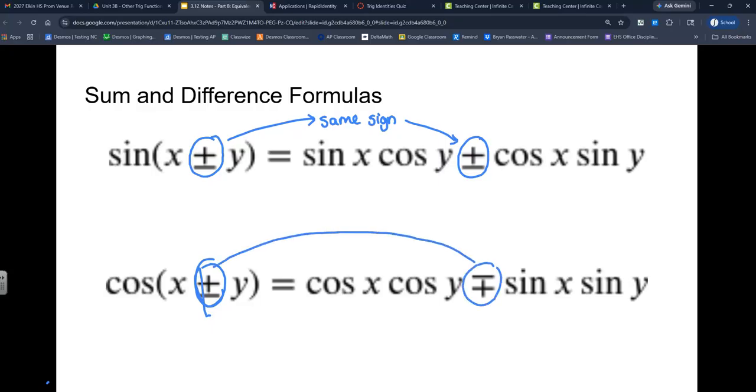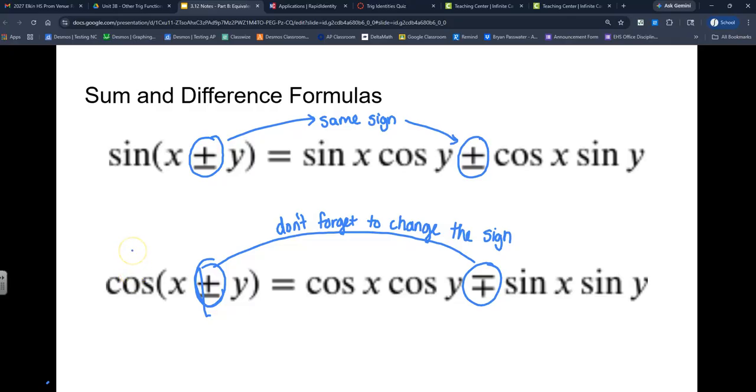Right here, see how this is flipped to a minus or plus? So don't forget to change the sign there. So those need to be memorized. Notice that it goes X, Y, X, Y here, X, Y, X, Y for those.